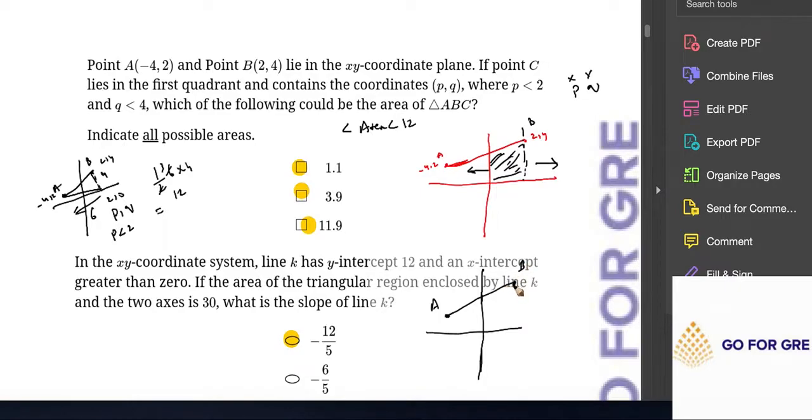It is possible the point lies on this line, but the question is asking about the area of the triangle. Now if it is asking about the area, the area of the triangle cannot be 0. It must have some value like this. It can be like this. So our area must be greater than 0. So that's why all the three choices are correct.